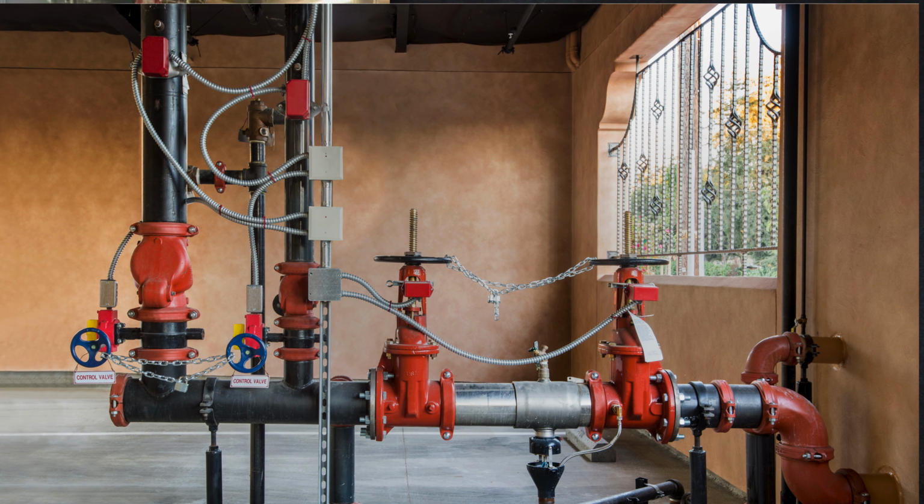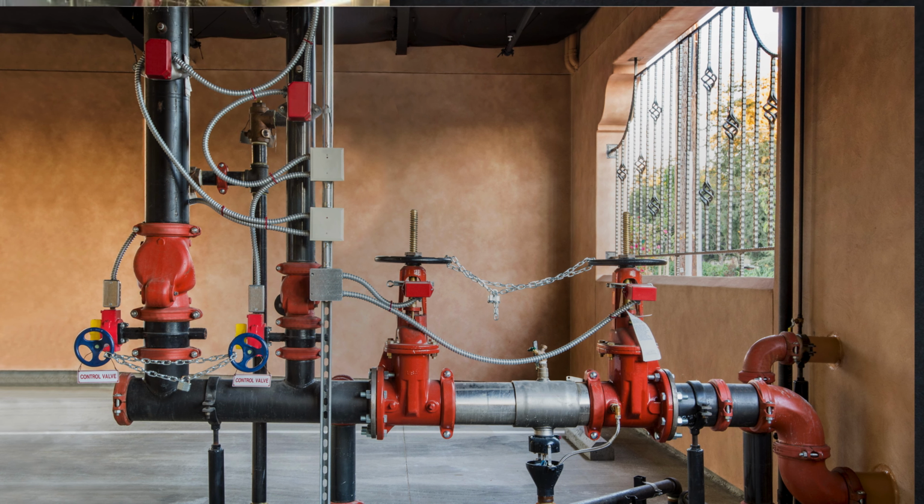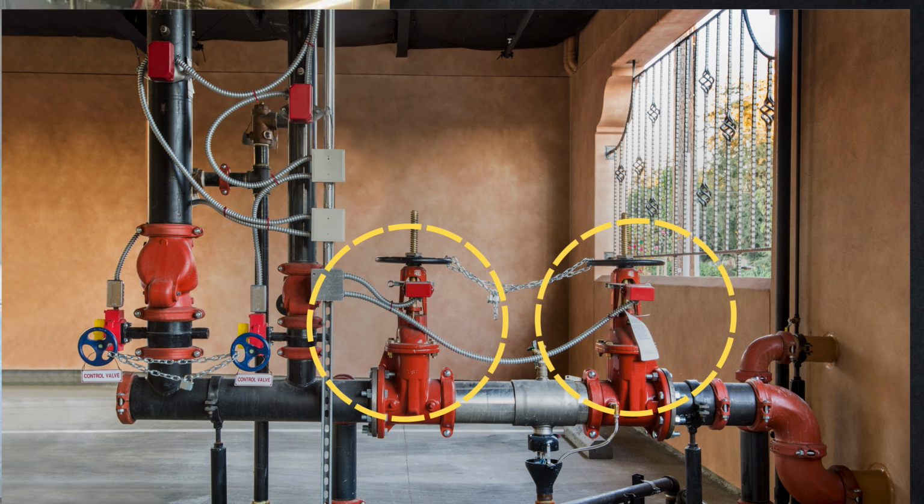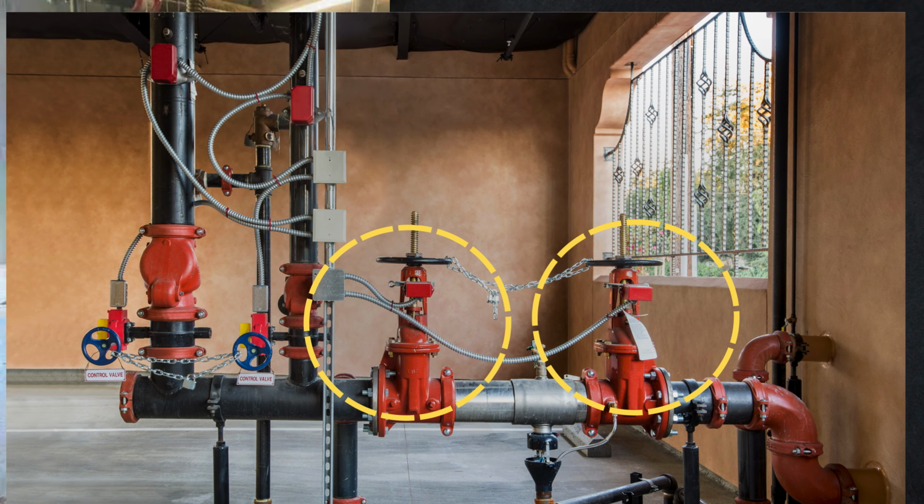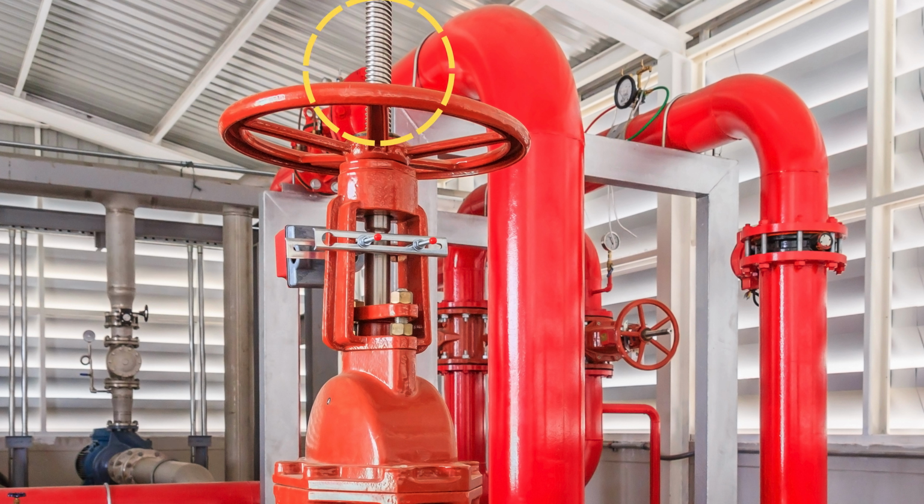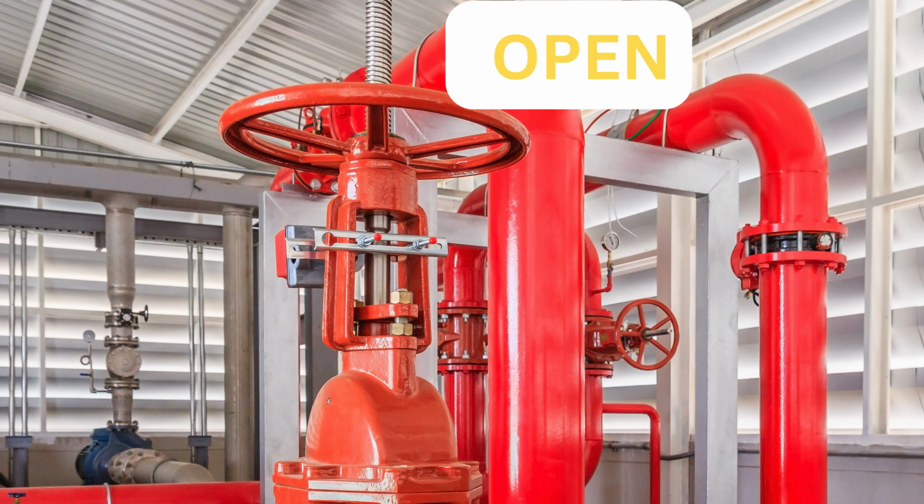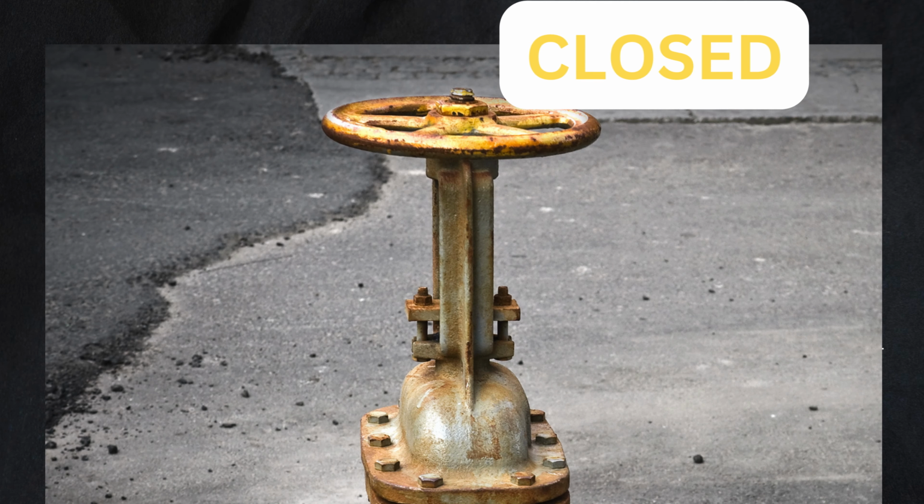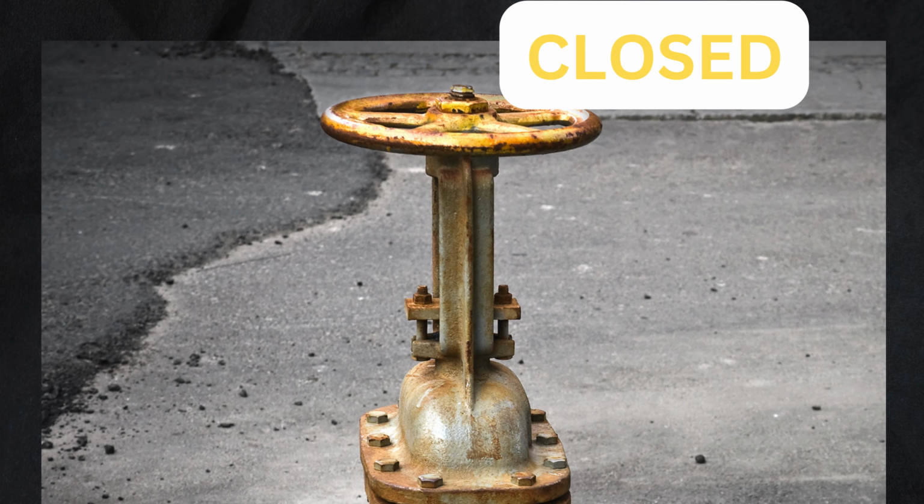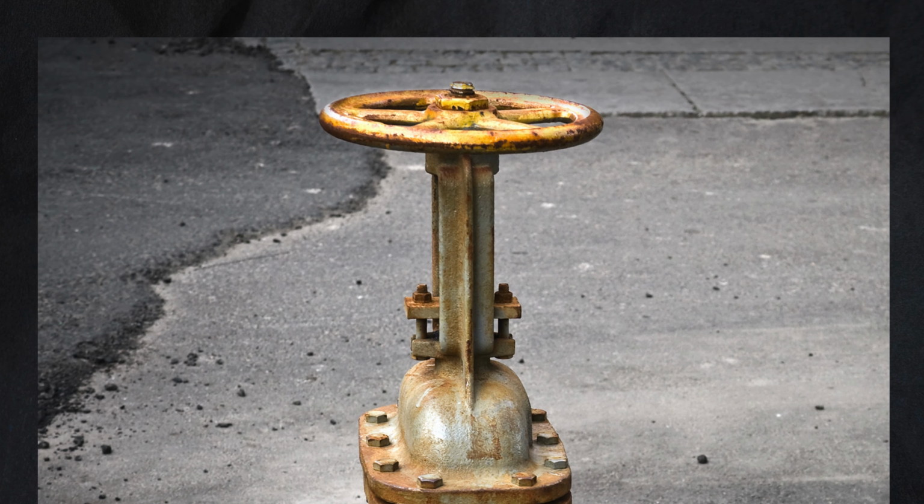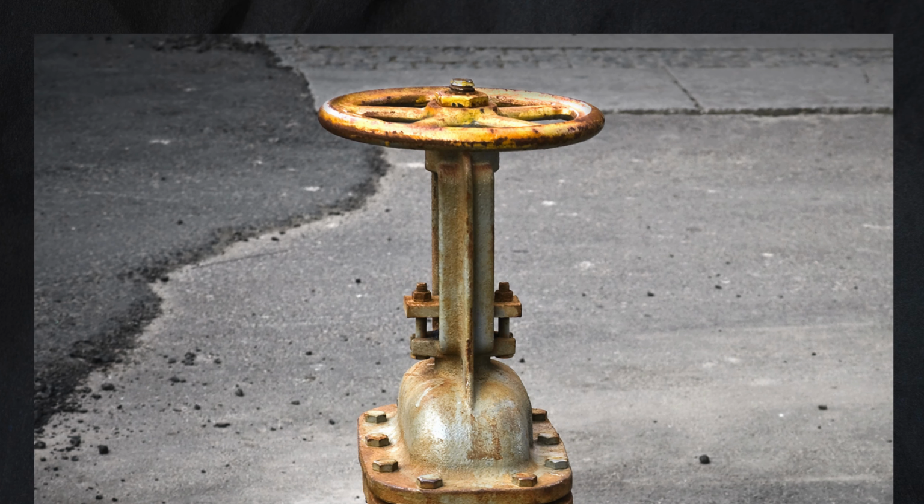An OS and Y valve, also known as an outside screw and yoke valve, is a type of valve commonly used in various industries for flow control applications. The term OS and Y refers to the design features of the valve, where the stem is located on the outside of the valve body and operates through a yoke mechanism. This design allows for easy identification and monitoring of the valve position, providing visual indication of whether the valve is open or closed. The OS and Y valve is widely recognized for its reliability, durability, and safety features, making it a preferred choice in critical applications such as fire protection systems and water distribution networks.